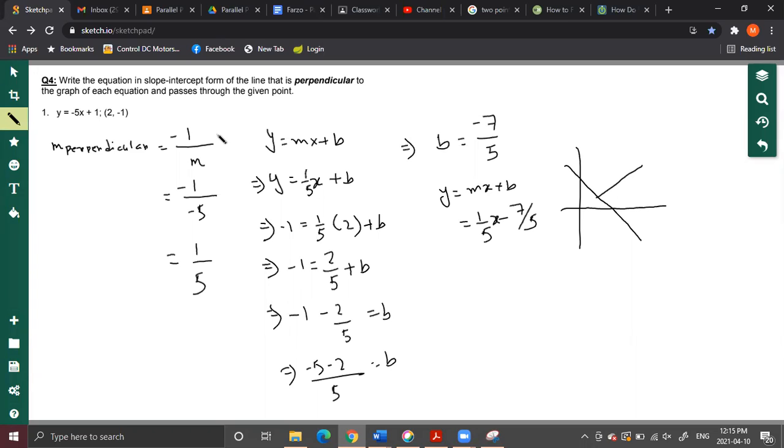Okay, that's the rule of thumb. So m perpendicular will be the negative reciprocal of the given line. Okay, and if it is passing through one point, we will be able to solve the y-intercept, which is b, as well. Okay.